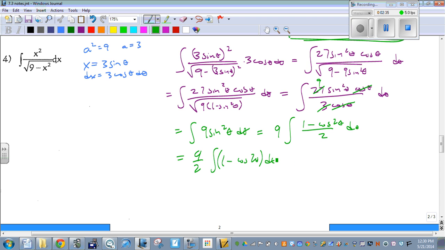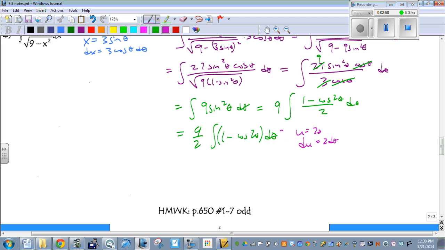d theta. We can use u substitution here. We can't do the antiderivative of cosine of 2 theta without u substitution. So we're going to set u equal to 2 theta. So du is 2 d theta. So we have to multiply the inside by 2, and the outside by 1/2. So we have 9 fourths times the antiderivative of 1 minus cosine of u du. So we have 9 fourths. The antiderivative of 1 is just going to be u. The antiderivative of negative cosine of u is negative sine of u, plus c.